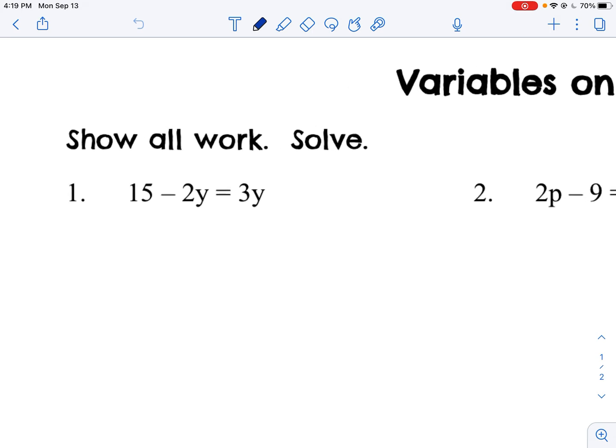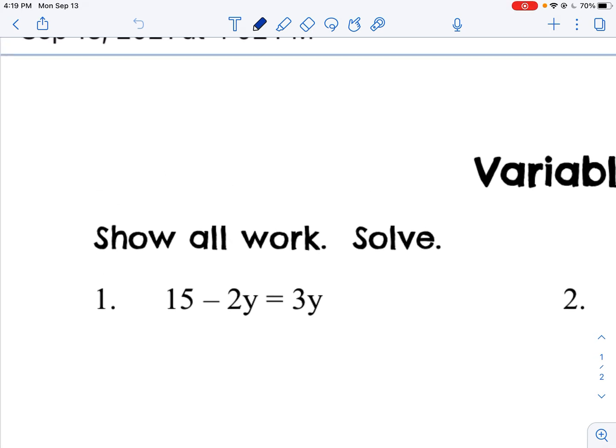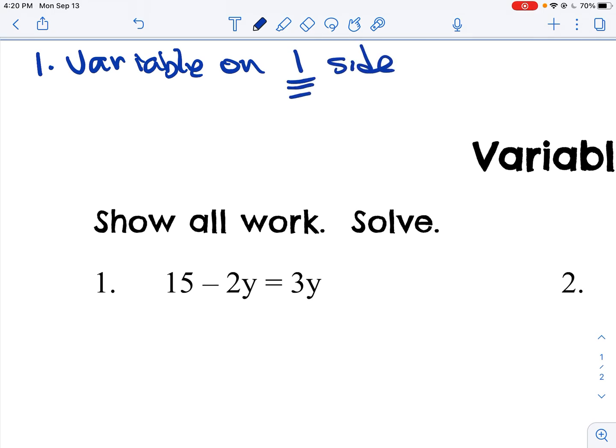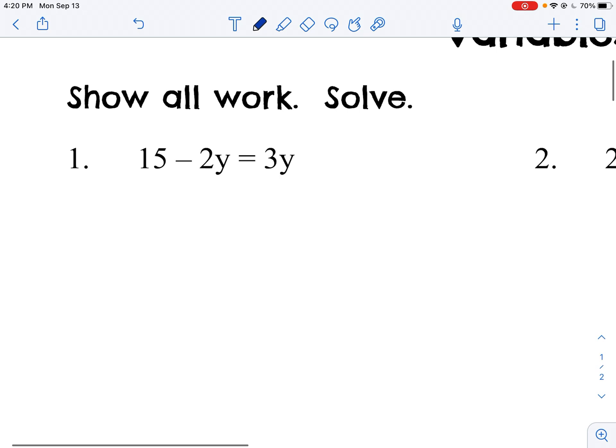Variables on both sides. So I need to get the variable on one side, and you need to pick which side you want it on. So the very first thing I'm going to do is get the variable on one side.